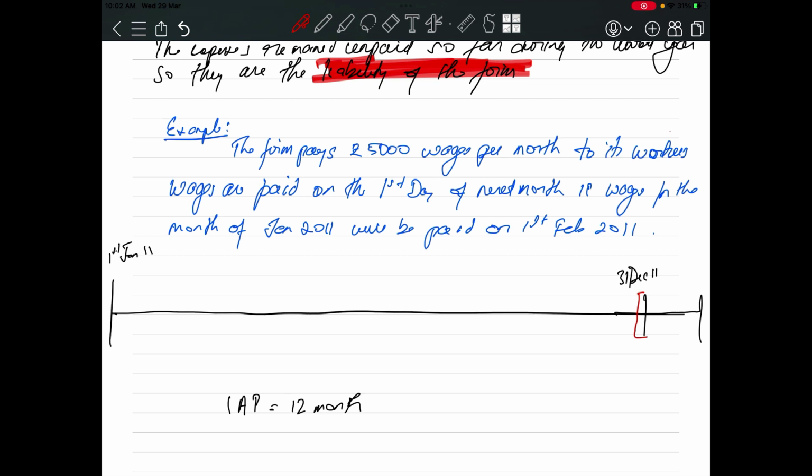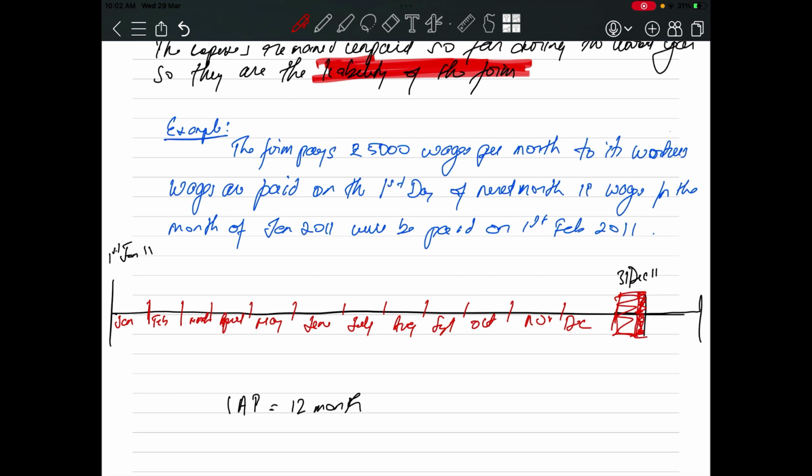I've told you the reason why we close our books of accounts on 31st December, because we want to know how much profit the company has earned, what is the financial position of the company and so on. Now see, let's do a timeline again. January, Feb, March, April, May, June, July, August, September, October, November, and December.